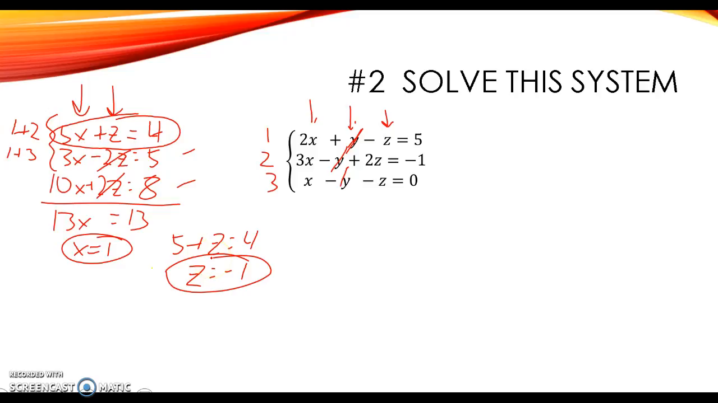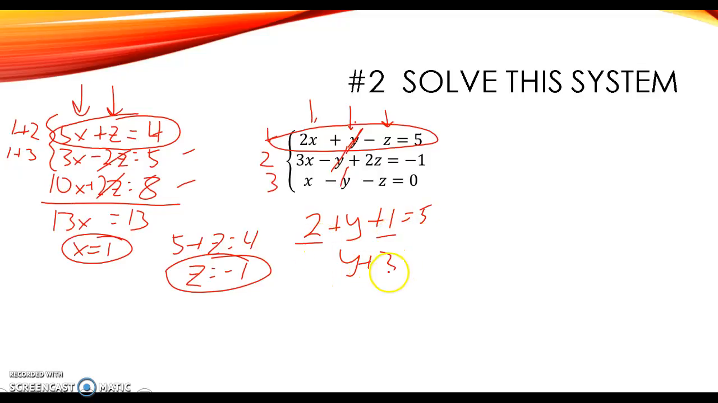Then I'm going to go back to one of my original equations, and I'm going to use this top equation here. I'll have 2 times x, well, that's 2 times 1, which is 2, plus y, minus z, well, that's minus a negative 1, which is plus 1, equals 5. And 2 plus 1, I can put those two together, that's 3.